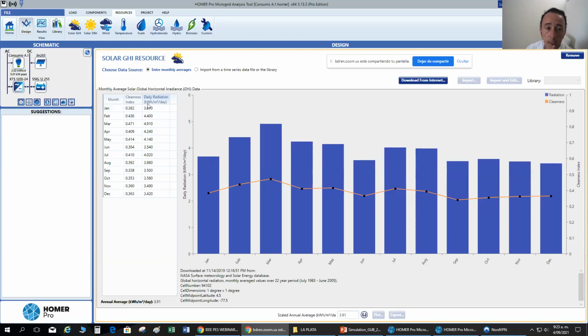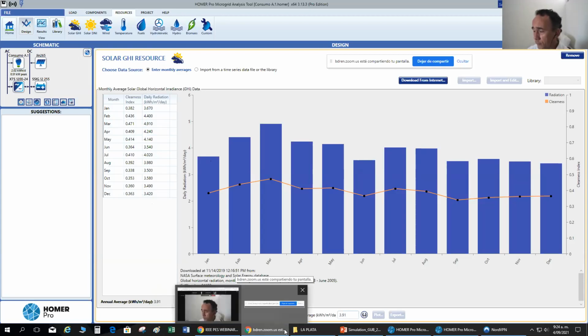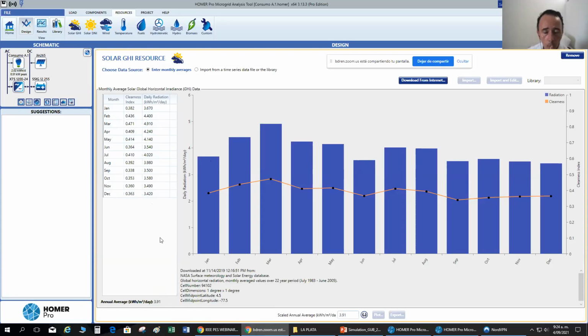This is 3.6 kilowatt hours, so 3067 watt hour per square meter, February, March, April, May, etc. And you have an annual average. Okay, how do I know if it's good or if it is bad? As you saw at the beginning, I showed you Colombia. We are in the equatorial and tropical zone. We have a lot of sunny resource, sunny radiation. This is a very good average.